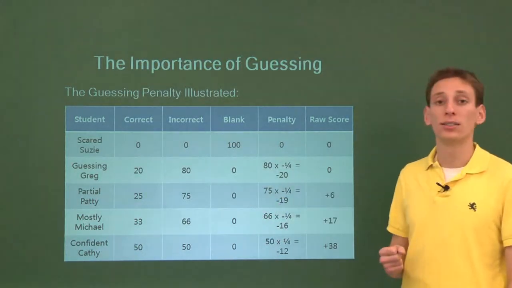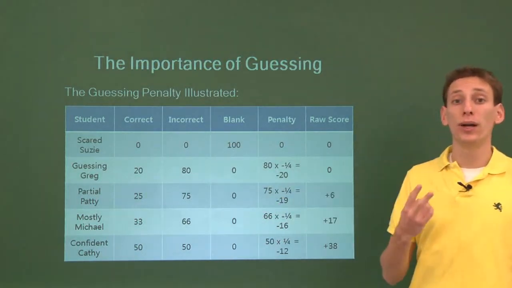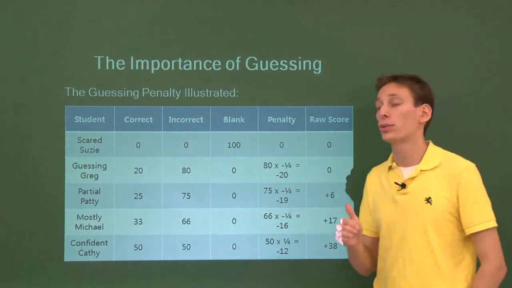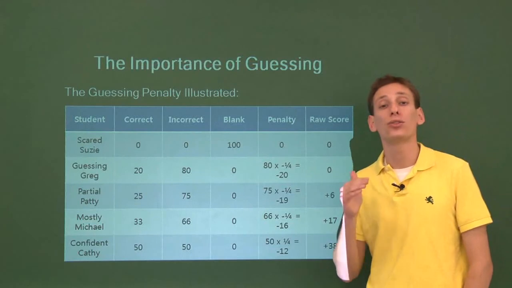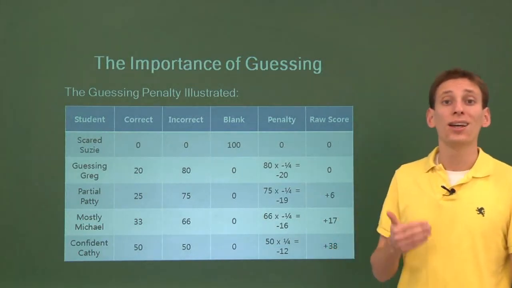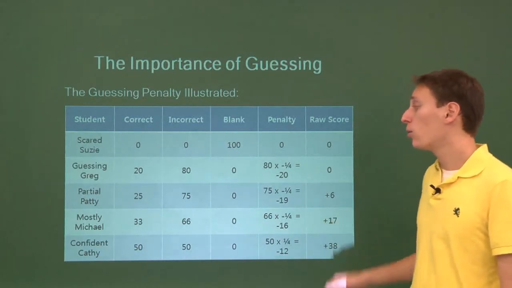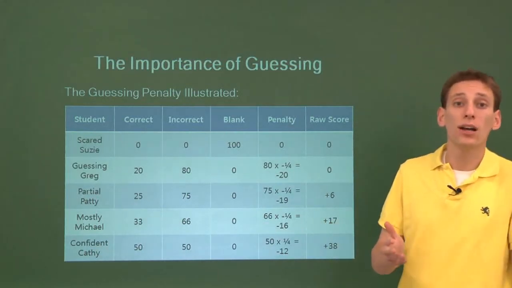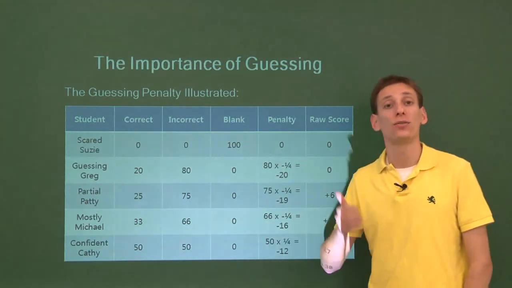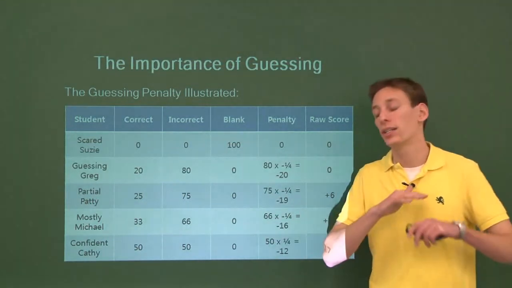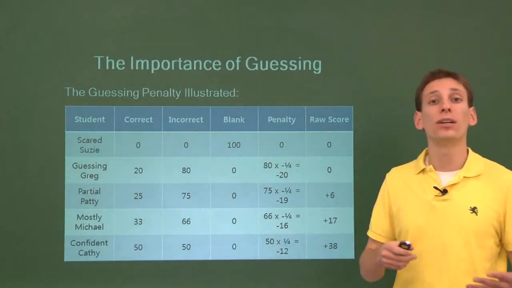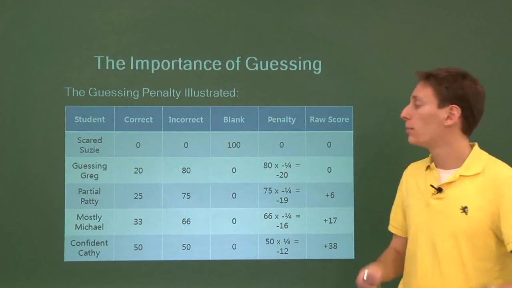How about Mostly Michael? Mostly Michael has eliminated 2 answer choices. A lot of students can do that too. If you eliminate 2 answer choices on every question, and then you're choosing among 3, you have a 33% chance of getting it right. That's not that bad. He's going to end up with a 17 raw score. It's not great, but this is completely guessing without using any intelligence, right? You've just eliminated 2 answer choices, and then you're guessing completely among the remaining 3 answer choices. That's not what you'll be doing because you'll have an idea of which one is better, but you get the idea.